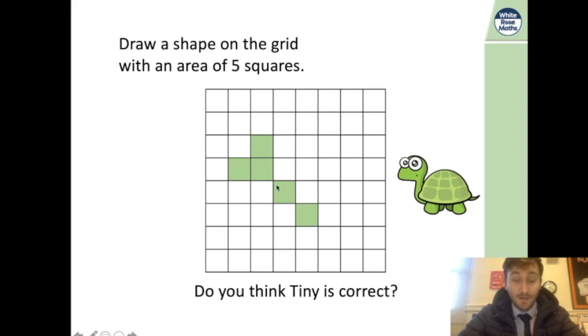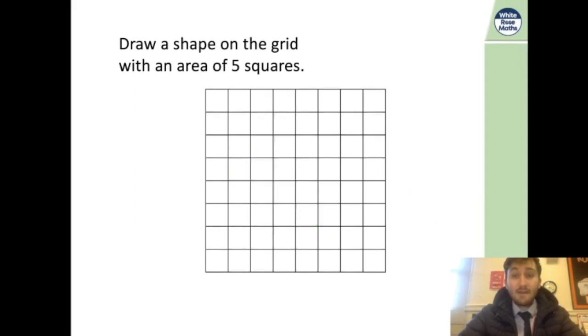This would be a separate shape of one and a separate shape of one. This would not make the area five squares. It needs to be connected by the sides.